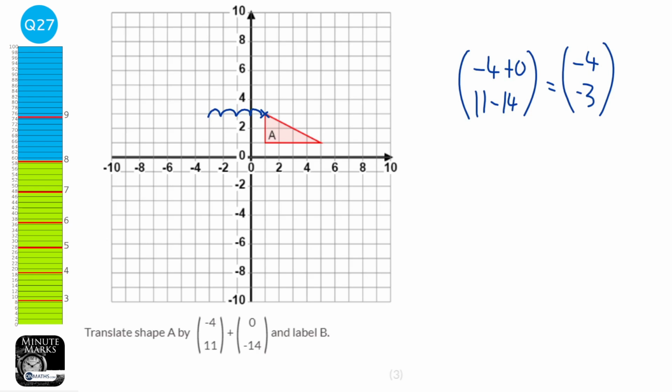Well, it's going to be down because it's a -3. So 1, 2, 3. And we can do that for each of the other points. So 1, 2, 3, 4, 1, 2, 3, 1, 2, 3, 4, 1, 2, 3. And when we've done that, we can join them all up with straight lines and label the new shape B.